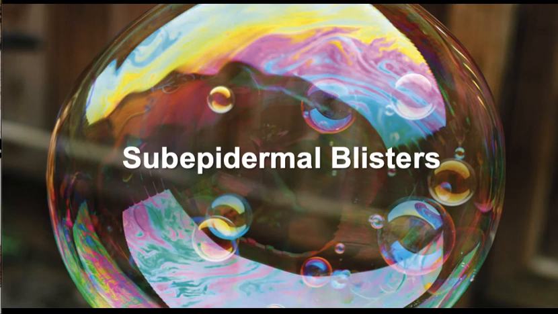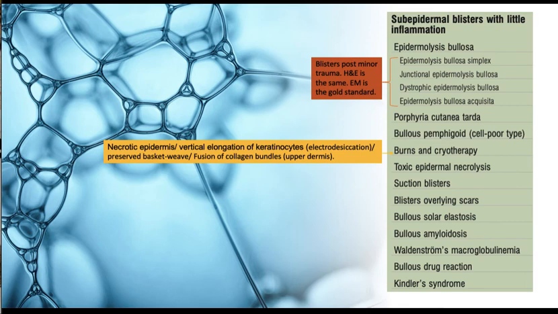So we finished the first three levels, and now we move to the subepidermal level, or below the epidermis. And the book divides those into different groups, depending on the cell type. So the first group is the pauci-cellular, or with little inflammation. As you see, there are a lot of conditions. We will not be able to cover all of them, but some of them are kind of intuitive or straightforward. If you know the clinical history, you will be able to make that diagnosis. But I want to discuss some of them that are commonly tested on the certification exams, and also you will encounter in your clinical practice.